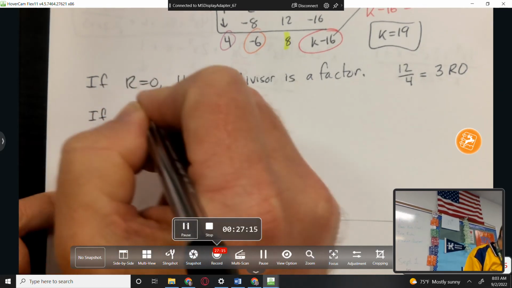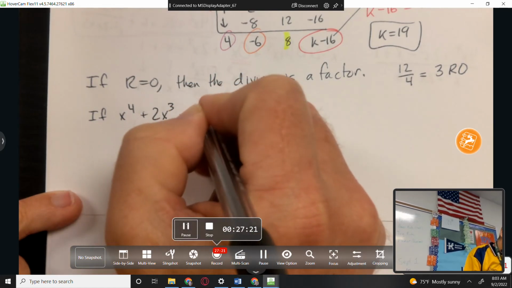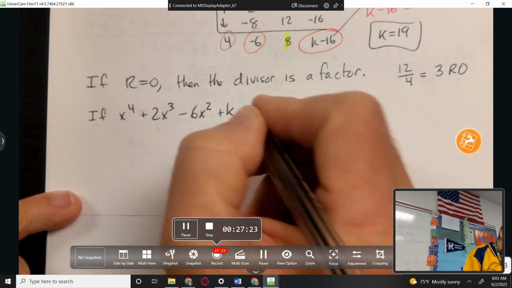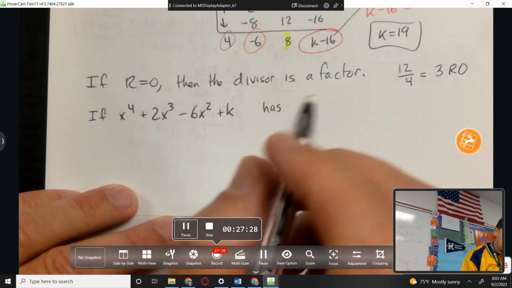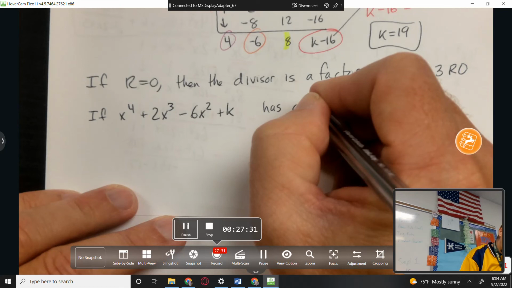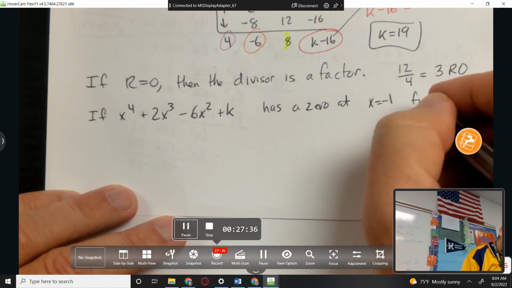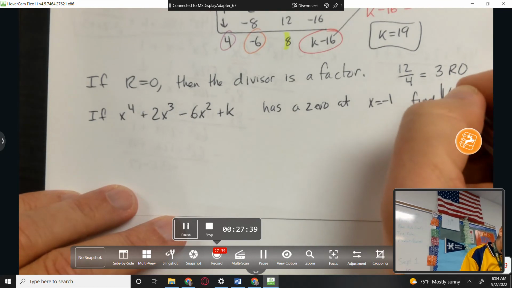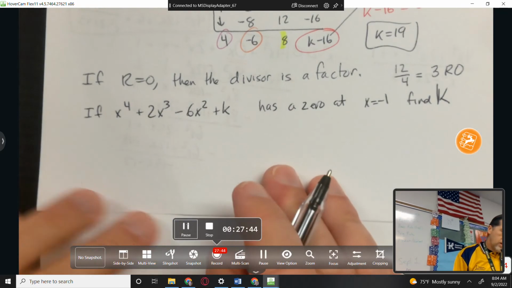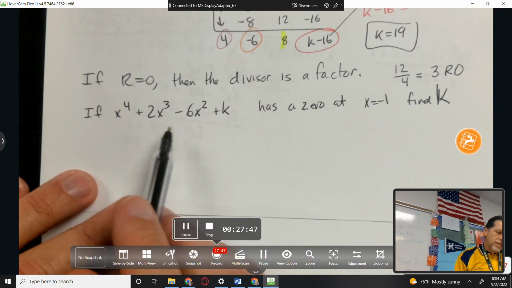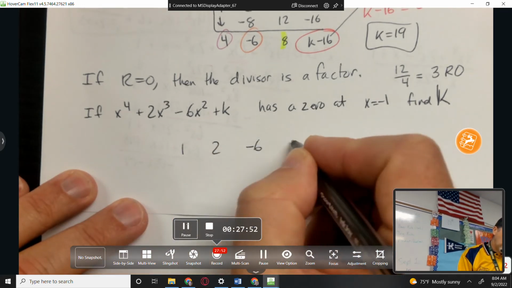Here's how we use that in a problem. If x to the 4th plus 2x cubed minus 6x squared plus k, we're missing a term there, has a 0 at x equals negative 1, find k. Okay, well let's do our synthetic division. So 1, 2, negative 6, 0, and k.